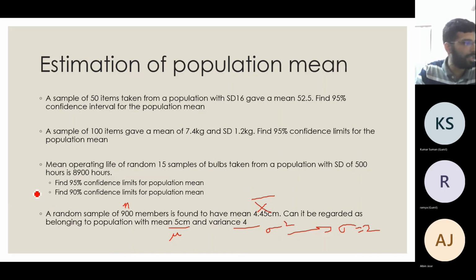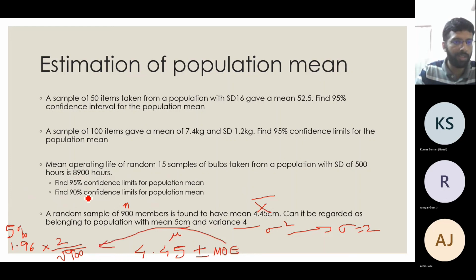So again, the confidence level is not given here, so I will assume 5%, a two-tailed case. So again 1.96 into sigma by root n, 2 by square root of 900. That will be my margin of error. So x bar is 4.45, so 4.45 plus or minus my margin of error, 1.96 into 2 by root of 900. So I will get something like 4.3 and 4.5 as the lower and upper limits.